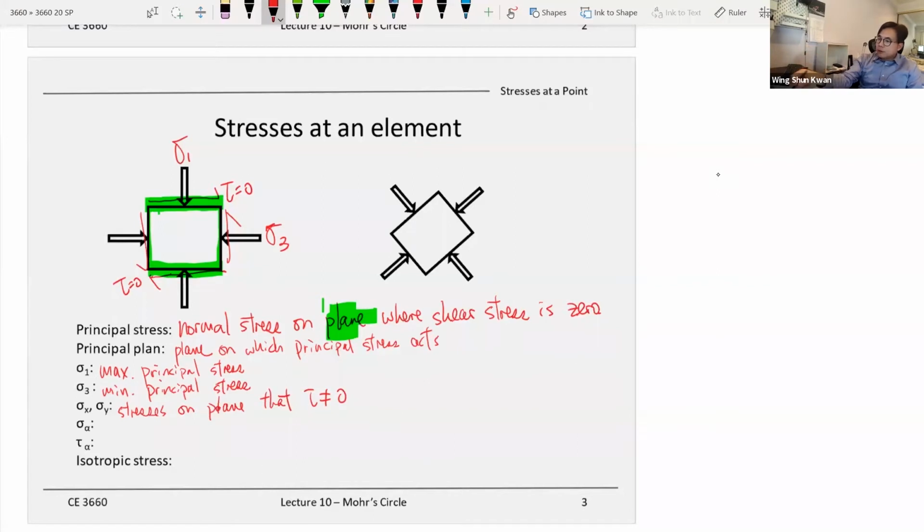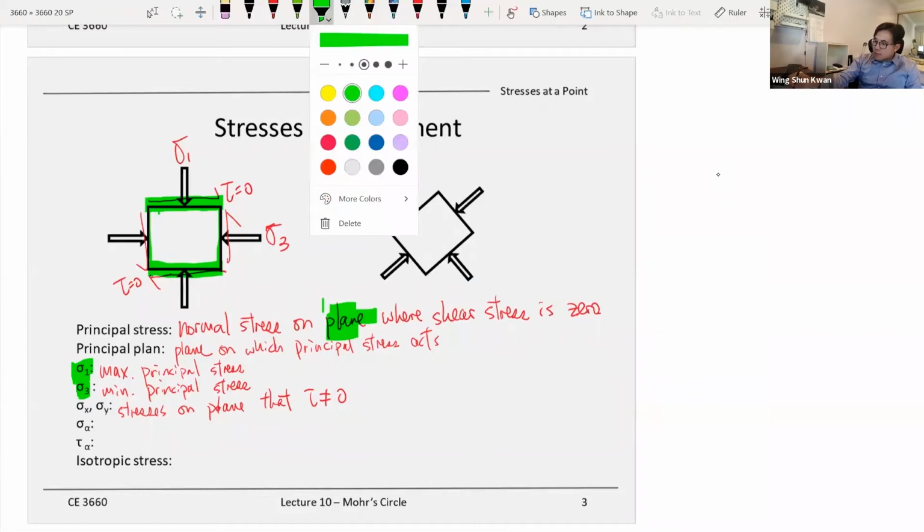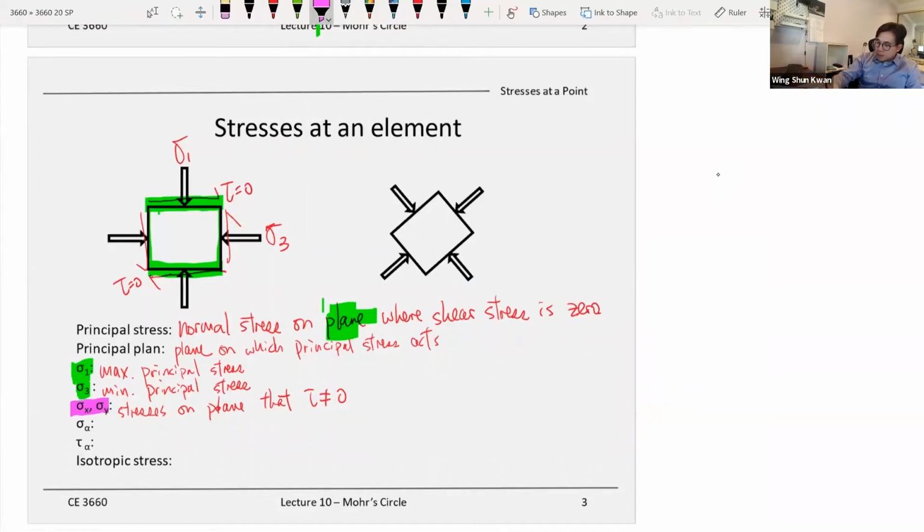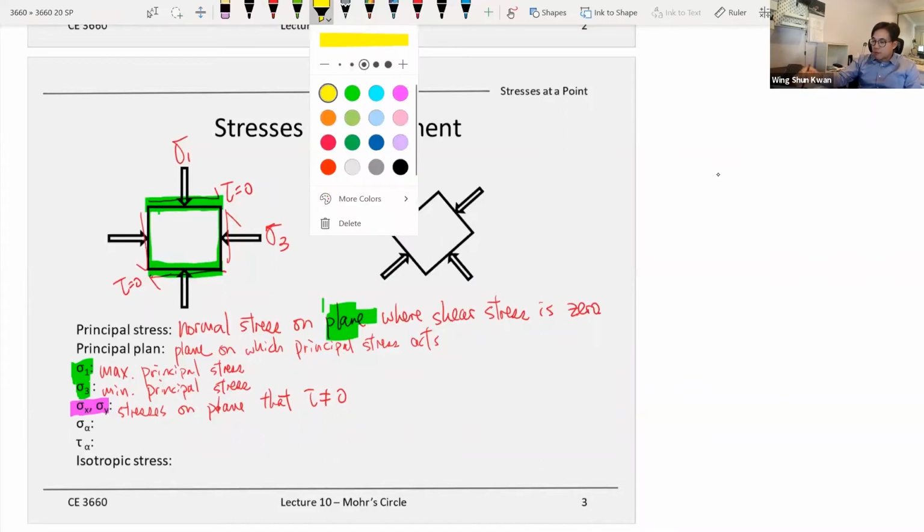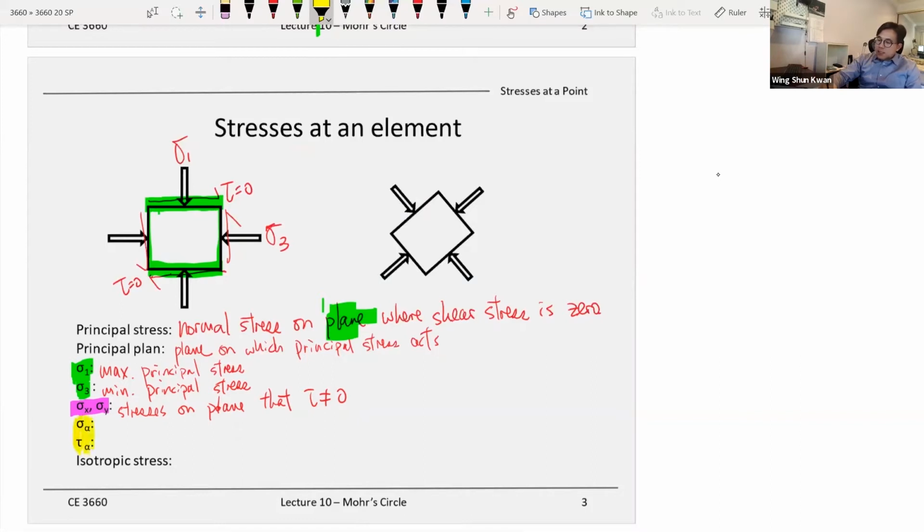Throughout this lecture, you need to understand what sigma 1 and sigma 3 are, and what is meant by sigma x and sigma y. Those are the terminology you need to be very comfortable with. And also what sigma alpha and tau alpha are: the normal stress and also the shear stress on the shear plane.